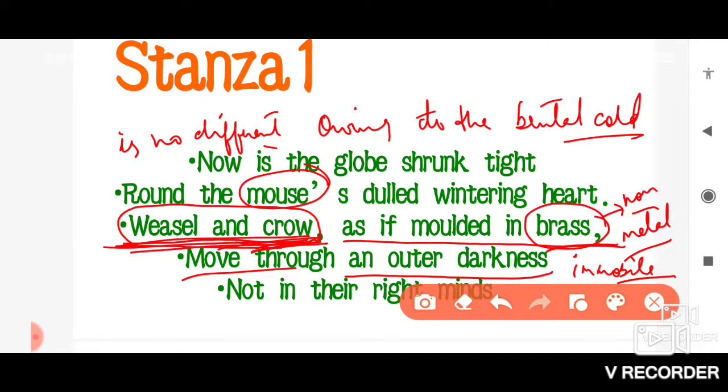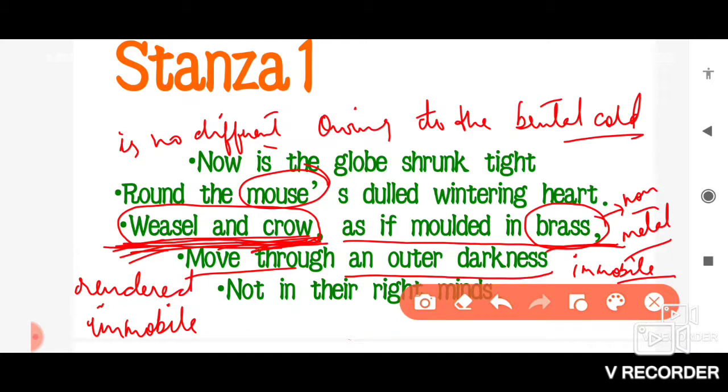Similarly, weasel and crow, they too have been rendered immobile. Winter season doesn't allow them to live their lives the way they used to in summer season. They hardly roam around in open. They are not able to roam the way they used to. They are not able to roam freely in open.